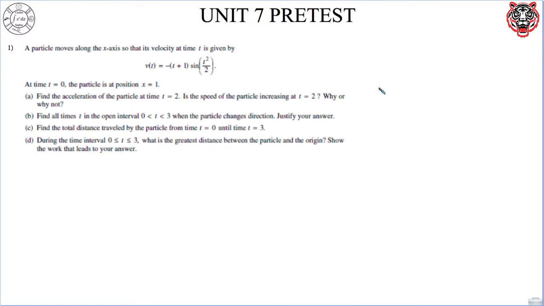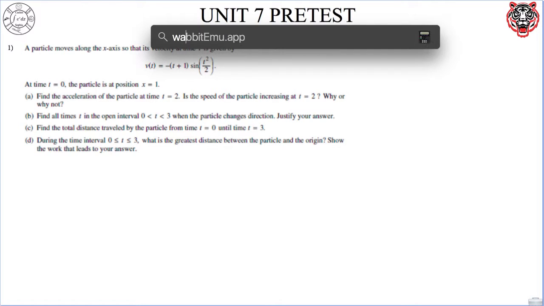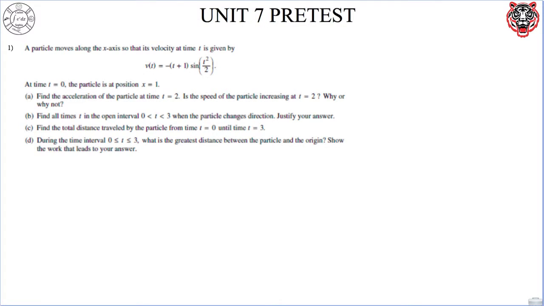All right, this is AP Calculus Unit 7 Pretest Solutions. A particle is moving along the x-axis. Velocity is given with this function. And we do have our calculator on number 1. So let's open up my calculator really quick.